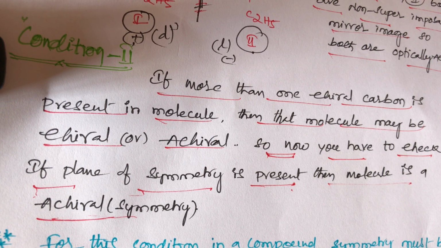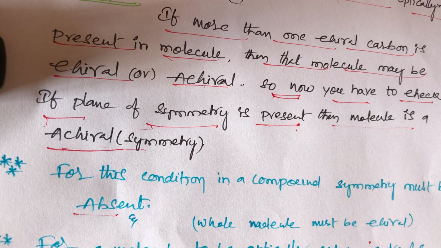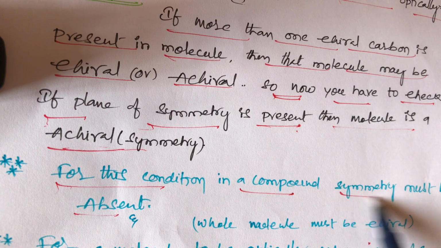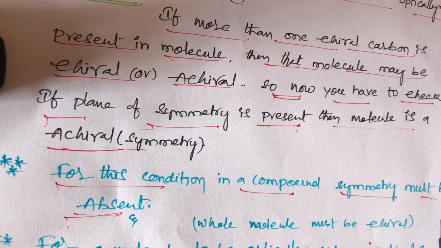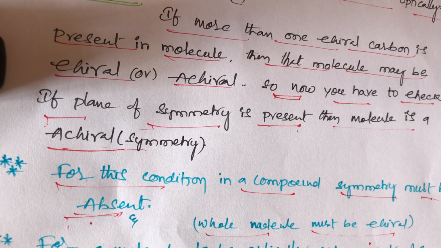I will give some important points, students. For a compound to exhibit optical isomerism, what is the condition? Symmetry must be absent. Symmetry must be absent means what? Plane of symmetry and center of symmetry must be absent. That is, the molecule must be chiral.